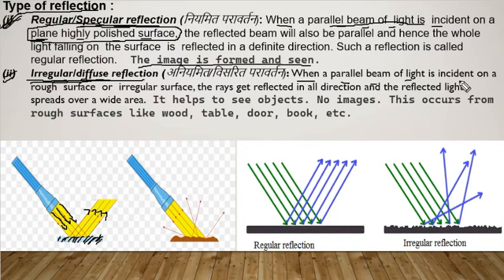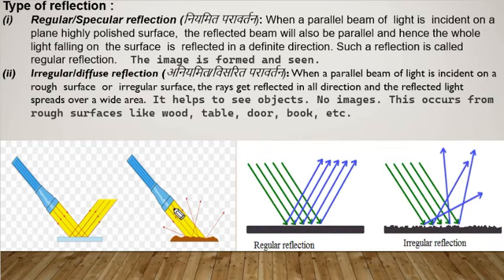When a parallel beam of light is incident on a rough surface or irregular surface, the rays get reflected in all directions and the reflected light spreads over a wide area. So in irregular reflection, what happens? The reflecting surface is not smooth, is not a perfectly plane surface. That is why the reflected rays are reflected in all directions, just like this. So here you can see that the incident rays are parallel to each other, but the reflected rays are not parallel to each other because an irregular reflection is taking place here.